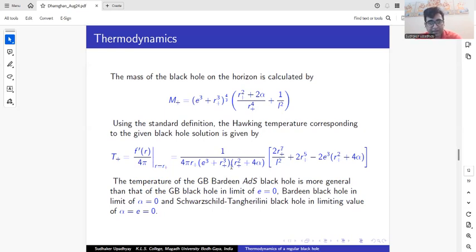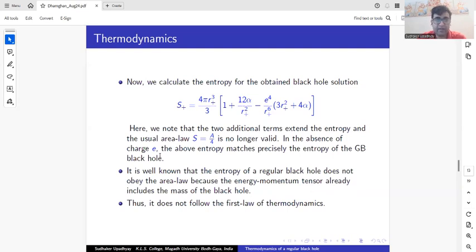Here you see that when you put this equal to 0 limit, you will get the temperature for the GB black hole, the Gauss-Bonnet black hole. However, if you put the GB parameter equal to 0, you will get the Bardeen Hawking temperature. And if you put both the nonlinear charge and the Gauss-Bonnet parameter to 0, you will get the Schwarzschild-Tangherlini black hole temperature.